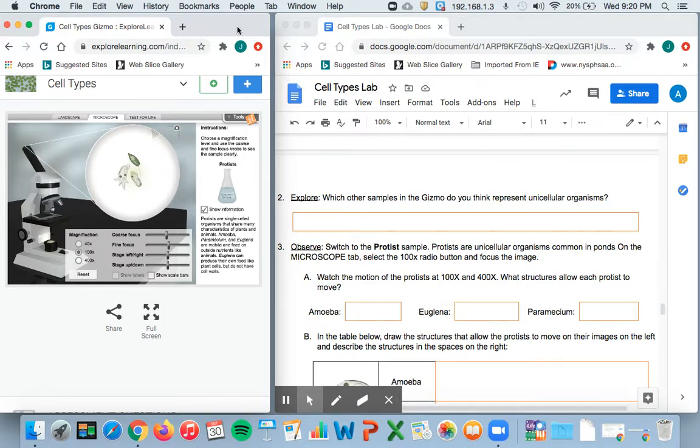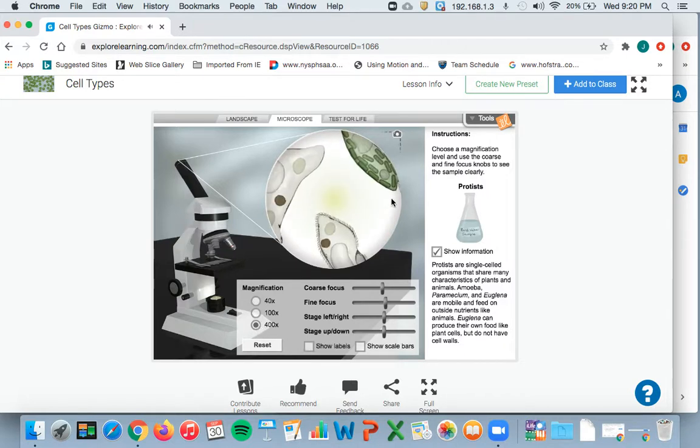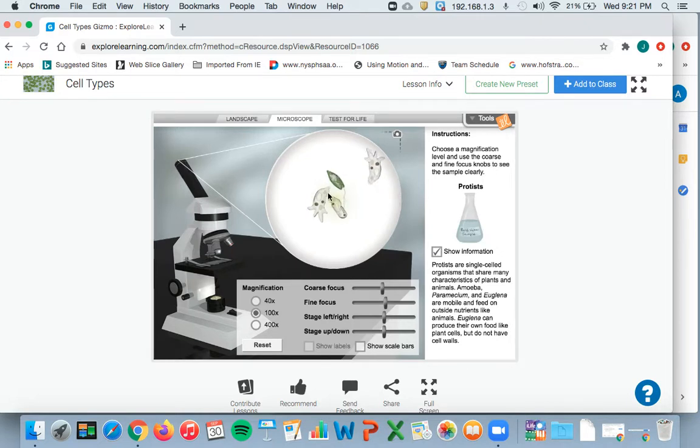Okay, I'm going to zoom in a little more. Let me actually make this bigger to see if we could see it better. Okay, if we zoom in even more, we can kind of see these structures. Okay, so we have a paramecium. This right here is your paramecium. This right here is your amoeba. And the green one is the euglena.